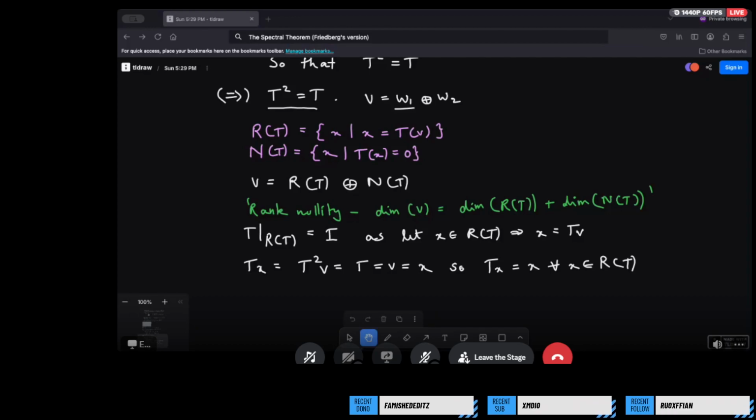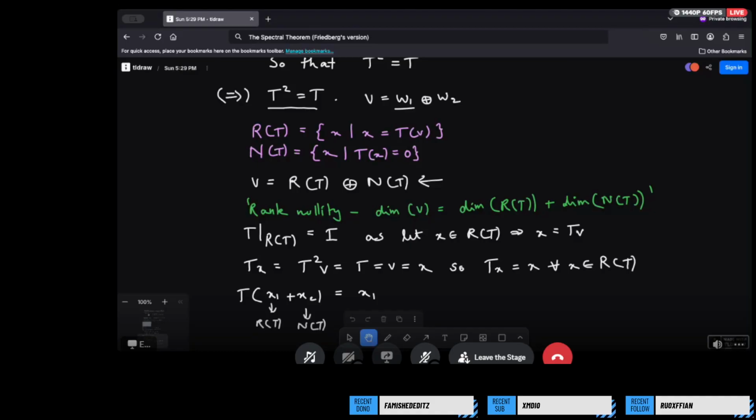Because now T is invariant on the range. By invariant, I mean it acts as the identity on the range. And it's just 0 on the null space. So T of x1 plus x2, where x1 comes from the range and x2 is in the null space of T, is just x1. So it is in fact a projection where V decomposes like this, right?